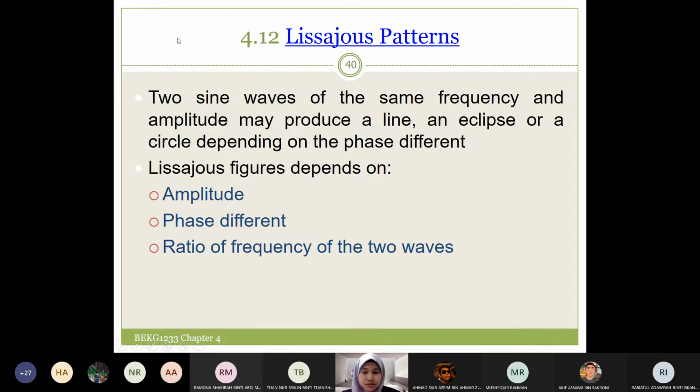Two sine waves of the same frequency and amplitude may produce a line, an ellipse or a circle depending on the phase difference. Lissajous figures depend on amplitude, phase difference between the two sine waves, and also the ratio of frequency of the two sine waves, meaning that it depends on the frequency of both sine waves.